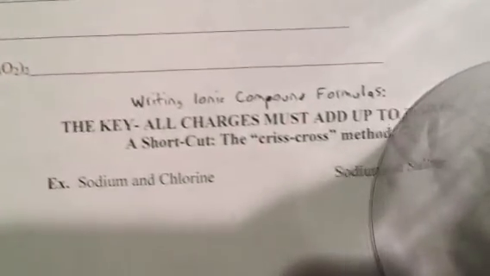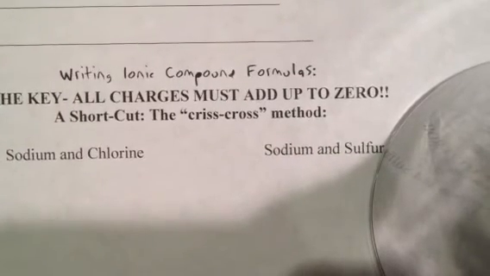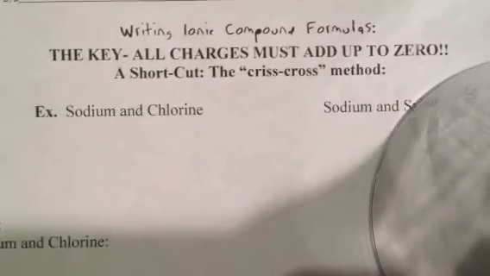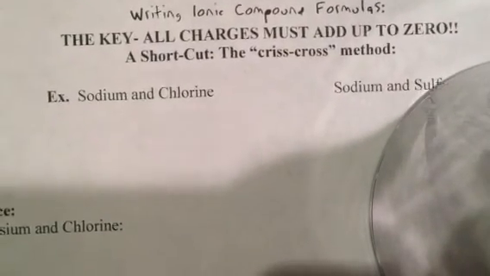Alright, last thing, we're going to be writing the formulas for ionic compounds. Now, the interesting thing about ionic compounds, guys, is that when we add up the charges, they add up to 0. So I've got a trick for you, as always. It's called the crisscross method. It's not the crisscross swoosh method, it's just the crisscross method. So what you're going to do is the following.